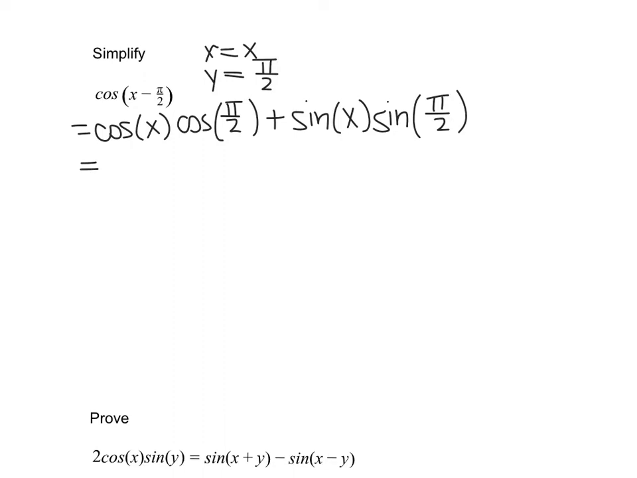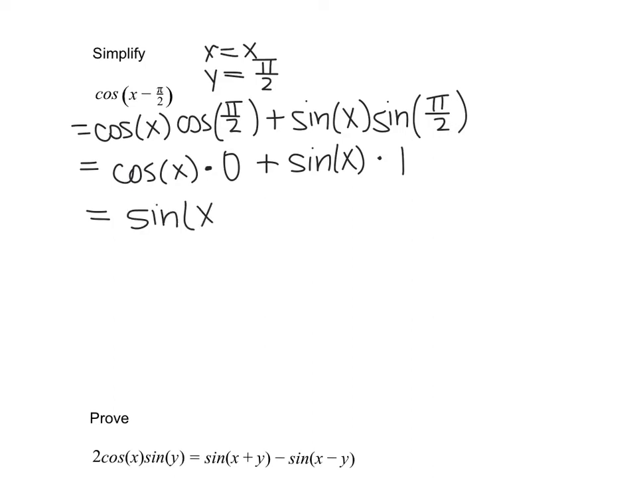Because the variable x is still x, cosine of x will stay cosine of x. Using the unit circle, cosine of pi over 2 is 0, so it's cosine of x times 0, plus sine of x will stay sine of x times sine of pi over 2, which is 1. Cosine of x times 0 is 0, so we're left with just sine of x times 1, which is sine of x. So this tells me no matter what value I plug in for x, because I'm subtracting pi over 2 from it, it's the same thing as if I were to just evaluate my function for sine instead.